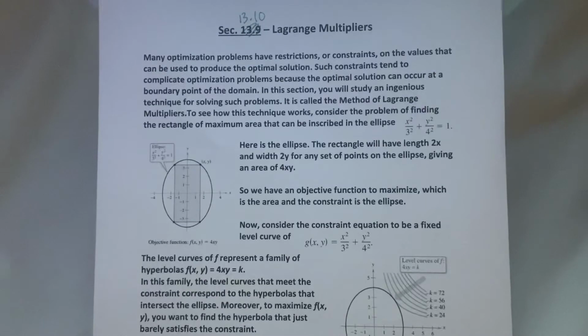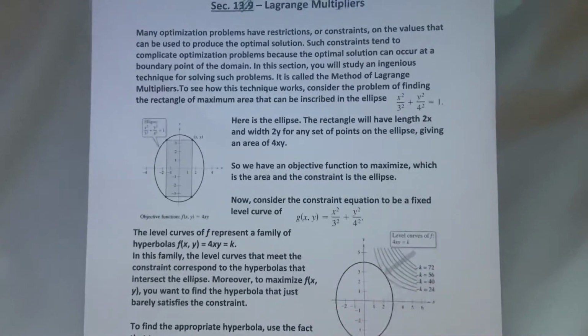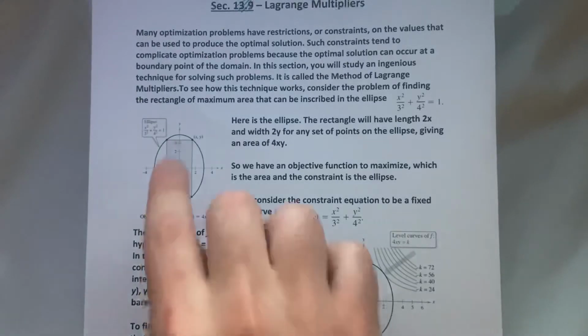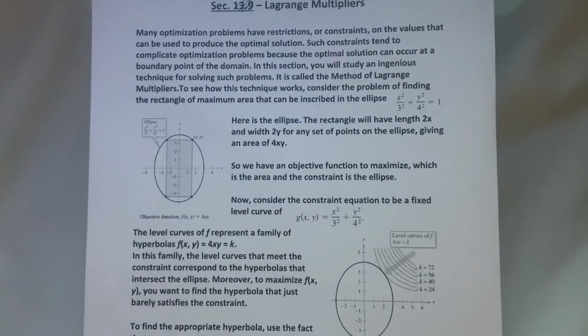So consider finding the rectangle of maximum area inscribed inside of an ellipse. Here's an ellipse, and the rectangle is going to be of length x and negative x, so the distance between x and negative x, which is 2x, by the length of y to negative y, which is 2y. So then you'd have a function for the area of the rectangle, and you have a function for the ellipse, and you can work both of them together.